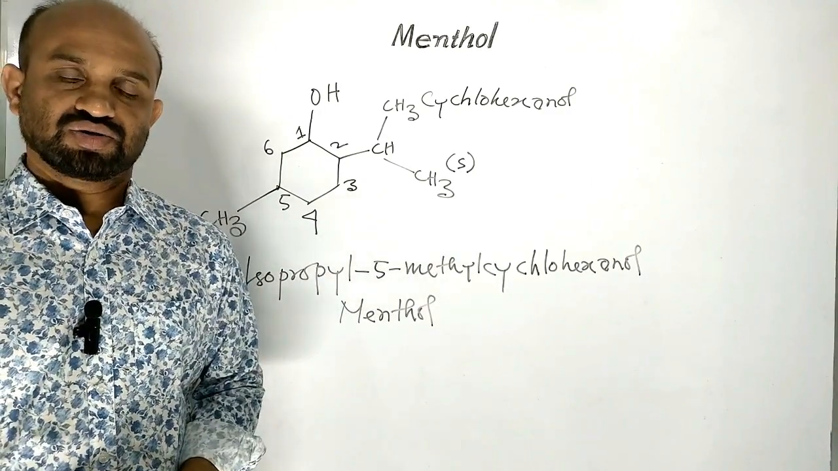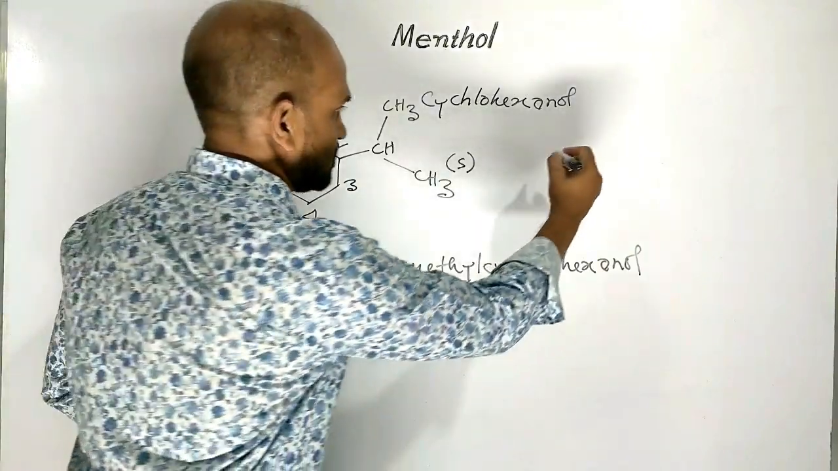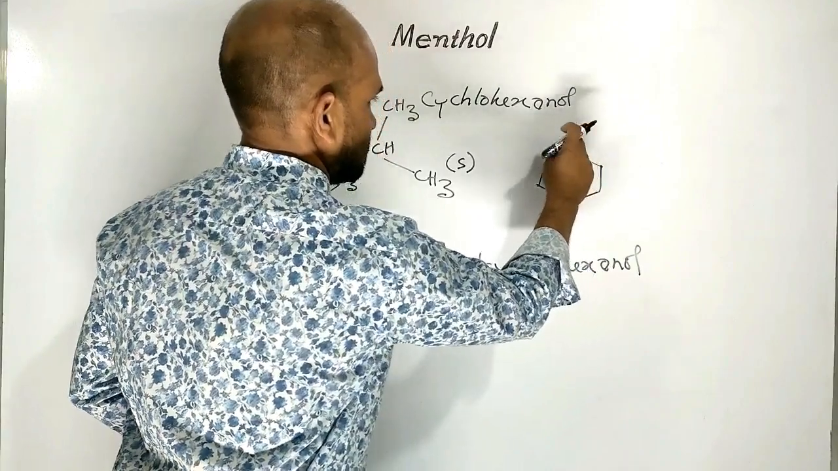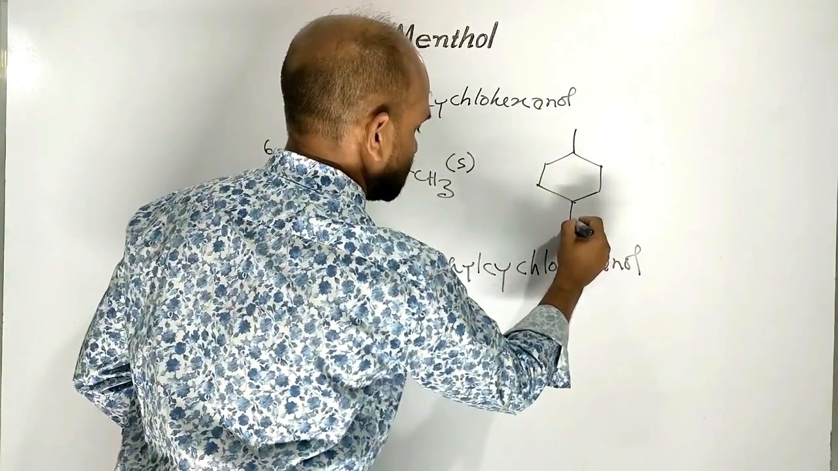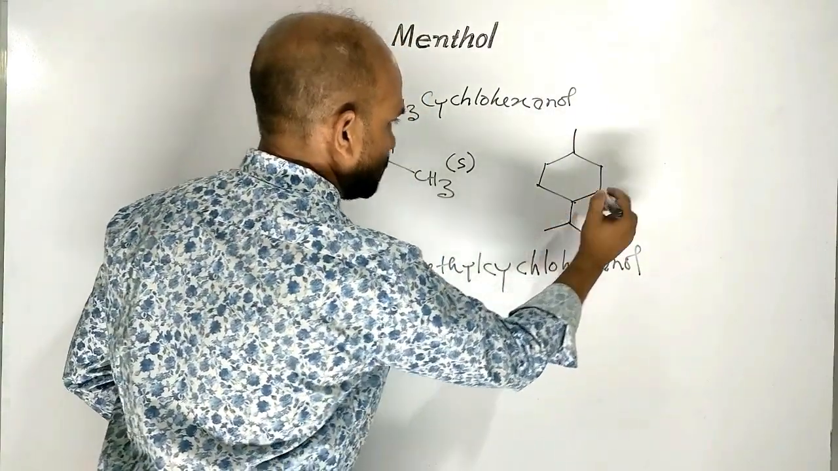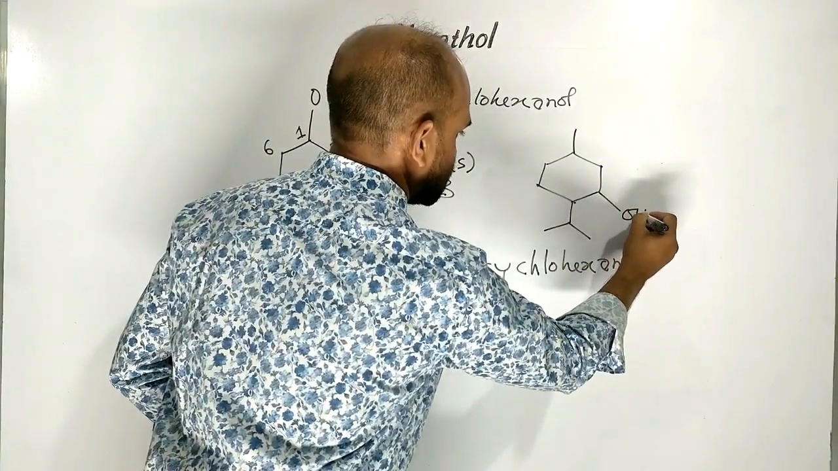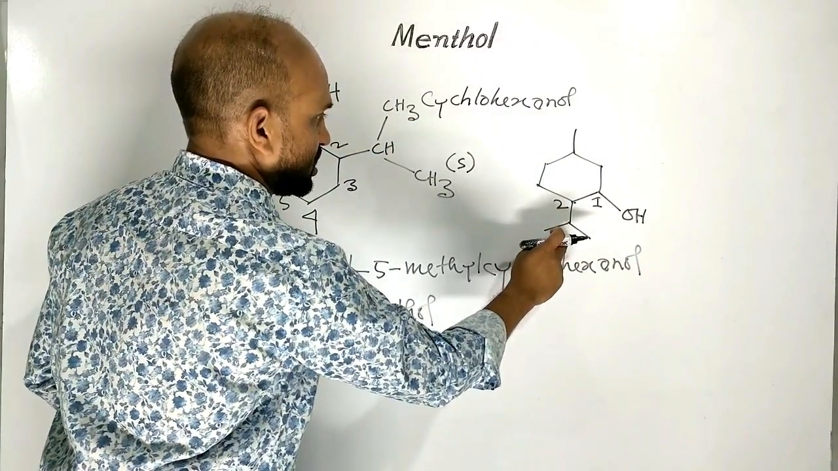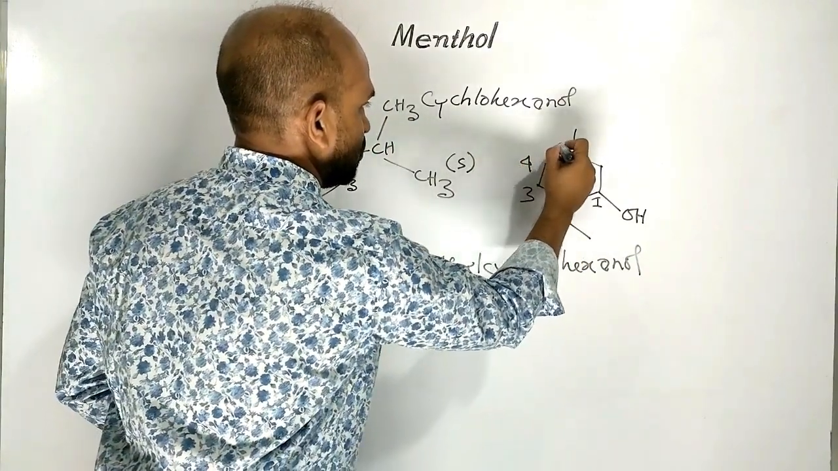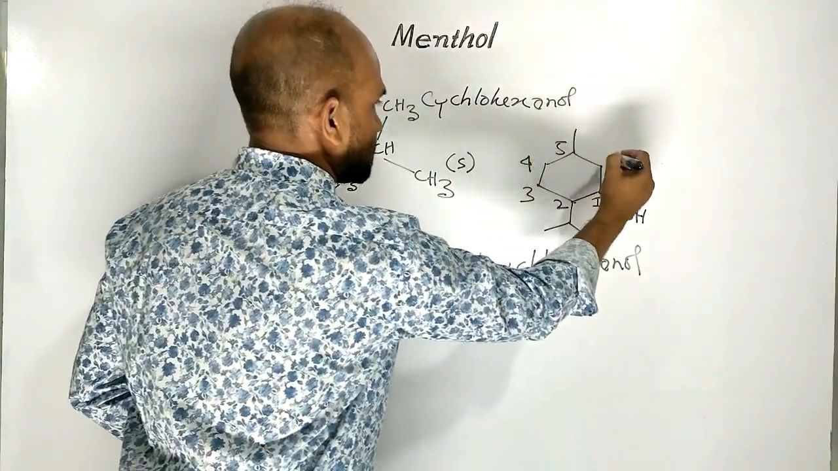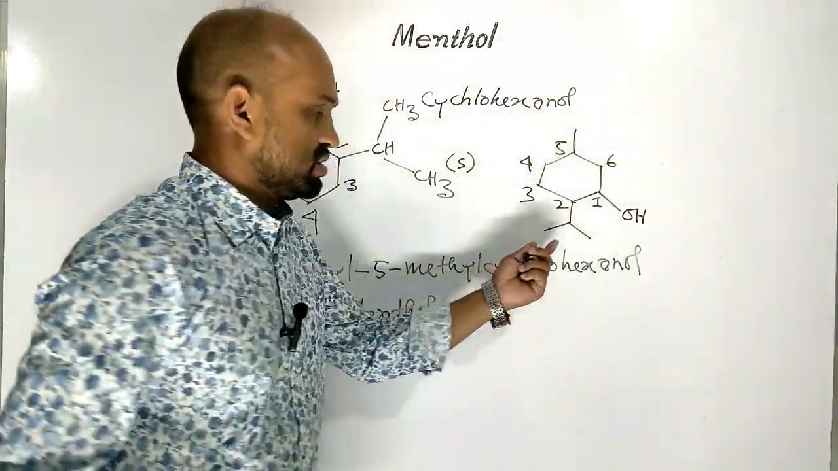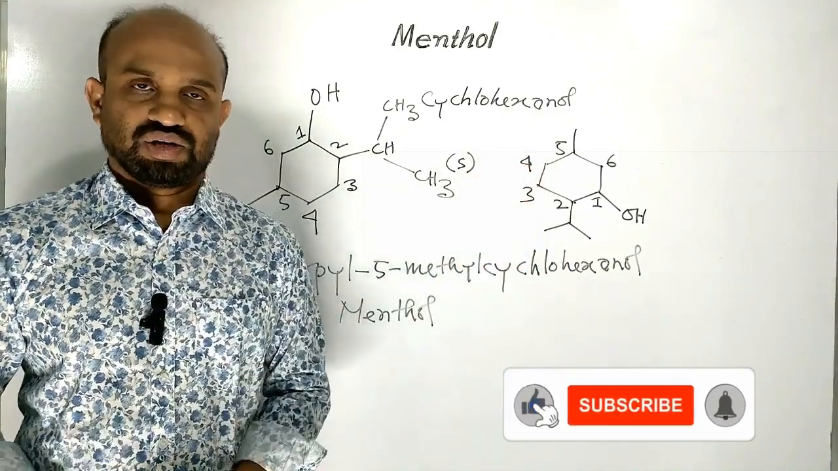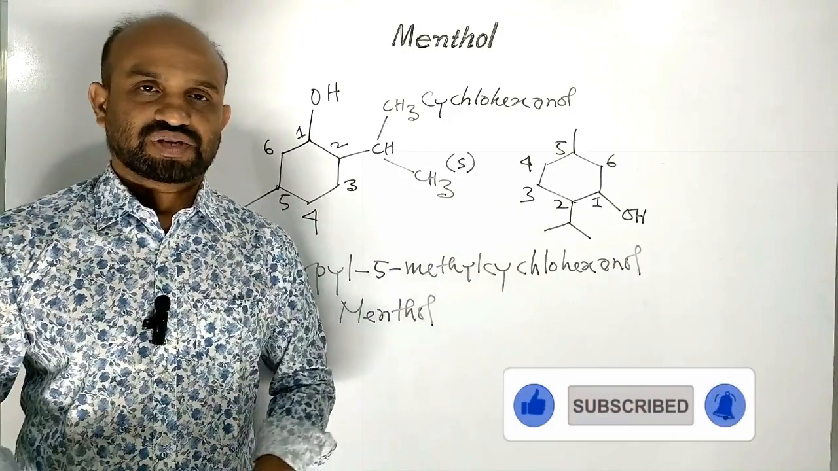Normally, menthol is shown in this way. Here methyl group, isopropyl group, here OH, that is 1, 2, 2-isopropyl, 3, 4, 5, 5-methyl, 2-isopropyl 5-methyl cyclohexanol.